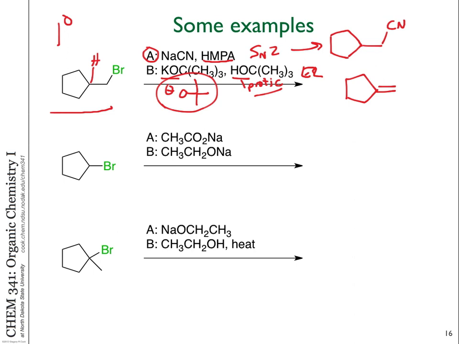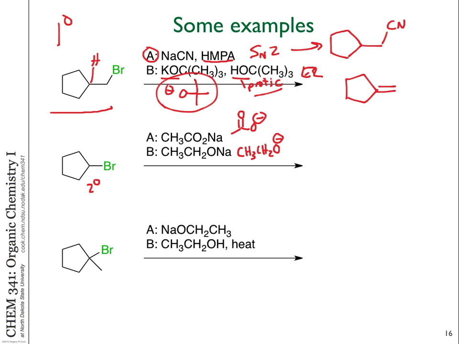Now, here's something I hadn't really talked too much about. It's a secondary bromide. The difference here is, I didn't put the solvent on, I assume it's like ethanol or something. Here's just a difference in the nature of the reagent. Here I have sodium acetate, which looks like this. And here I have sodium ethoxide in B.